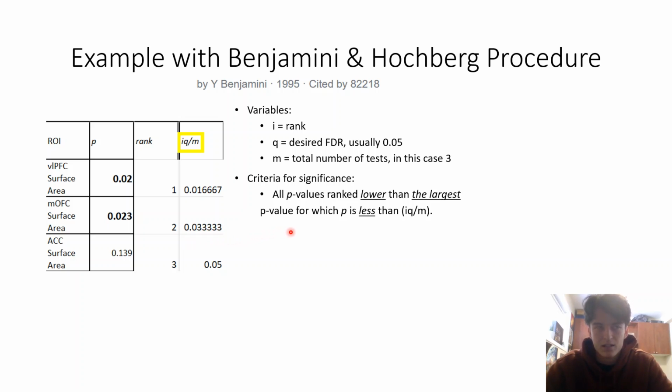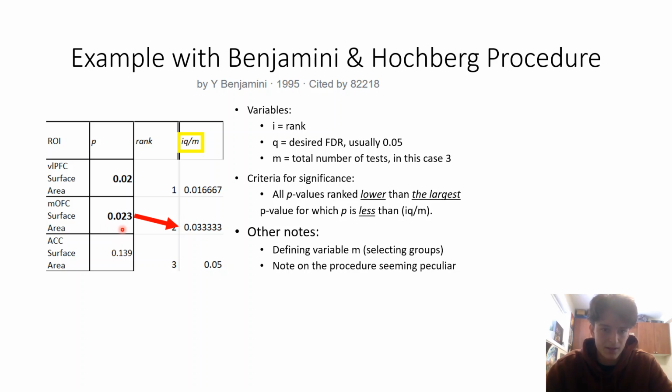And not only that, once you find a value where the p-value is less than iq/m, all p-values less than this one are significant, regardless of whether those p-values are less than their calculated values of iq/m. So in this case, this p-value is greater than its value of iq/m, so you move on to the next test and do the same thing. You see that this p-value is less than the calculated value, iq/m. So this reaches the criteria for significance, and so does this first test now, because it has a lower p-value.